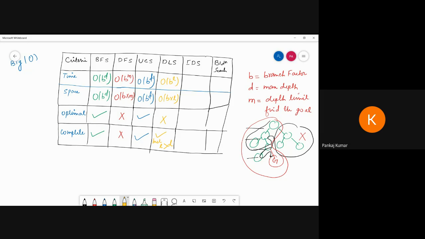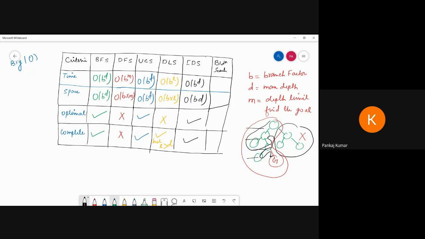Now talking about IDS. Its time complexity is order of b to the power d. For space complexity, it will take the branching factor, because it follows both BFS and DFS. So I can write this one, and it is optimal, yes, and it is complete, yes. This is possible.